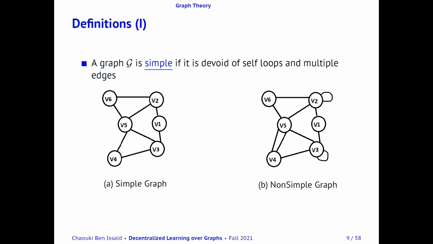Now we will go over some basic definitions. We say that a graph is simple if it doesn't contain any self-loops nor multiple edges. For instance, graph A is simple, whereas graph B here is not simple, since vertices V2 and V3 have self-loops, and vertices V4 and V5 have multiple edges.